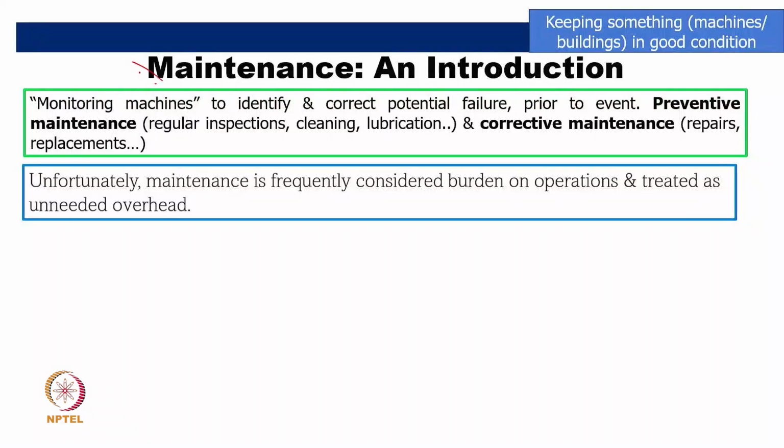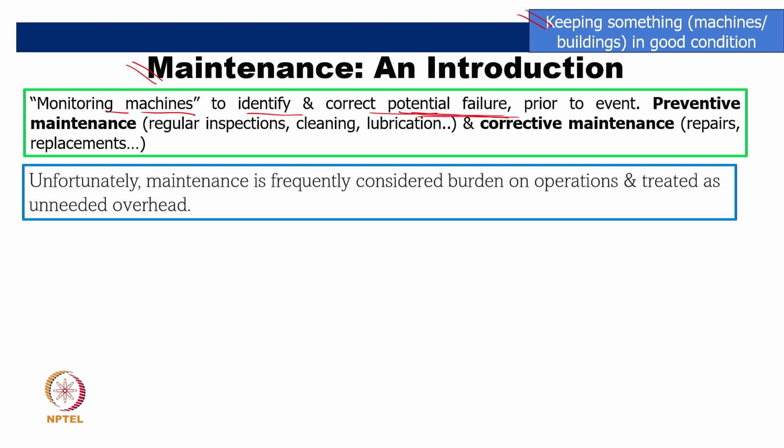Now we have been discussing maintenance, and there's a need to define in one or two slides what maintenance is. We say keeping something in good condition is known as a maintenance strategy, or monitoring machines to identify and correct potential failure.